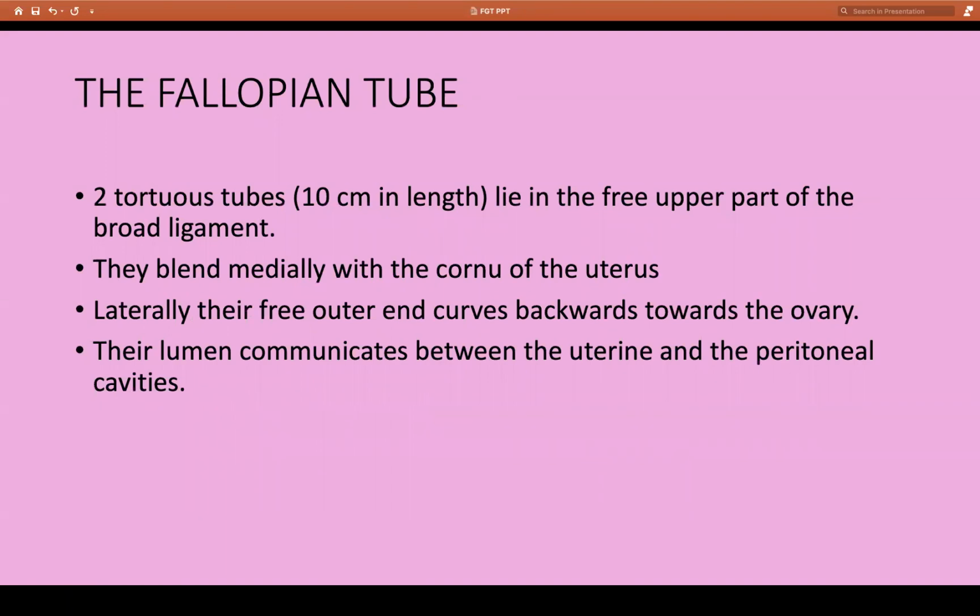Fallopian tubes: these are 10 centimeter long tortuous tubes that lie in the free upper part of the broad ligament. They blend medially with the cornu of the uterus. Laterally, they are free and end backwards towards the ovary, and their lumen communicates between the uterine and peritoneal cavities.